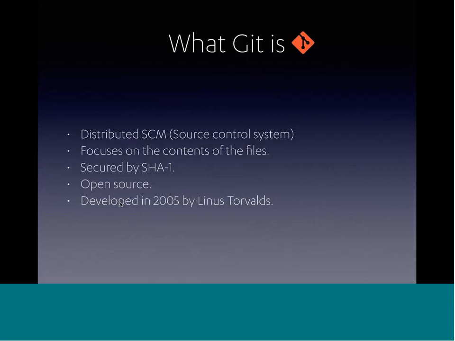What Git is, it's a distributed source code management system that focuses on the contents of the files specifically. So it cannot be tricked by renaming a file. You will notice working with Git, if you change the name of a file, where other source control systems will say you've deleted one and created another, Git knows you've actually just modified a file, right?